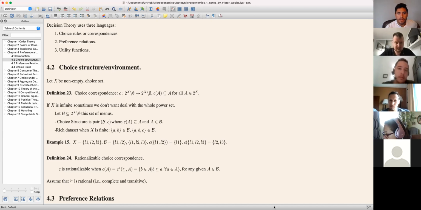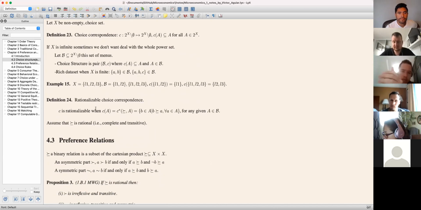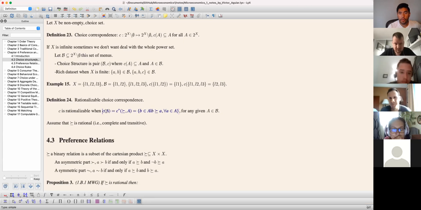Okay, so the first thing I'm going to do is link preferences to choice correspondences. I'm going to say C, a choice correspondence, is rationalizable when C of A, for any menu A, is equal to this set. This set is all the alternatives B in the menu A such that B is preferred to A for all A.